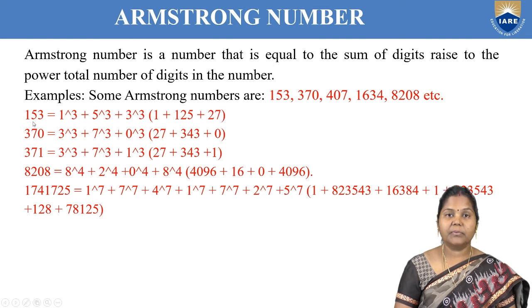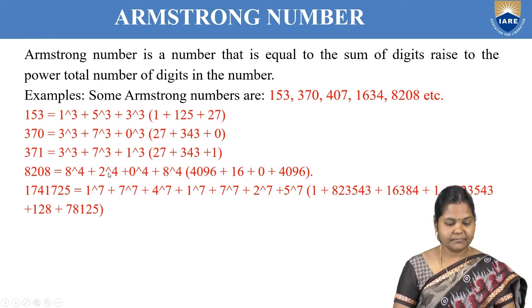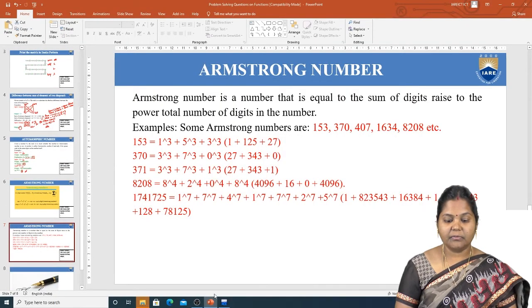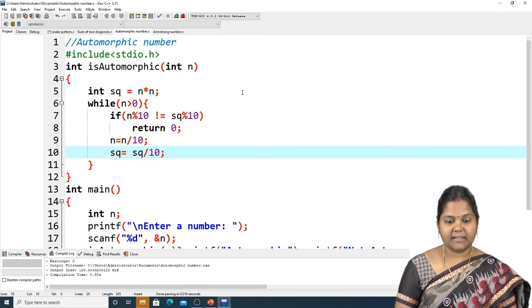So you can see that 153 is 1 to the power of 3 plus 5 to the power of 3 plus 3 to the power of 3. If you sum it up, then you will get the original number itself. Like that for 370, for 371 and so on. There are a number of Armstrong numbers available. So how to write its code? Let us check it.